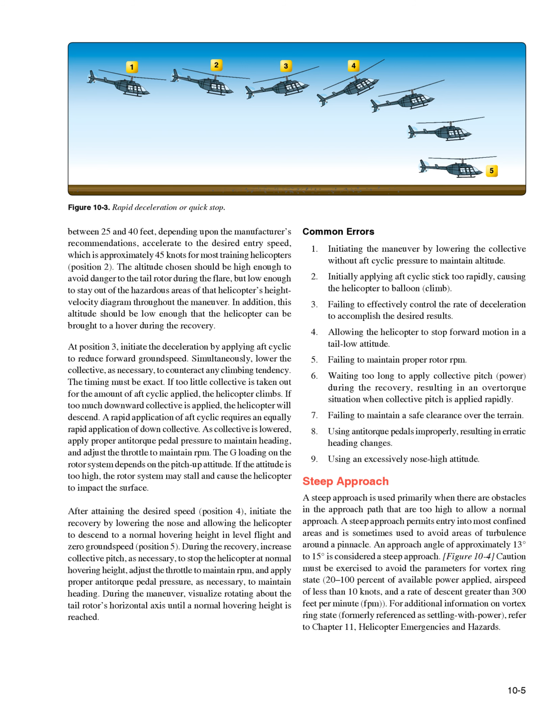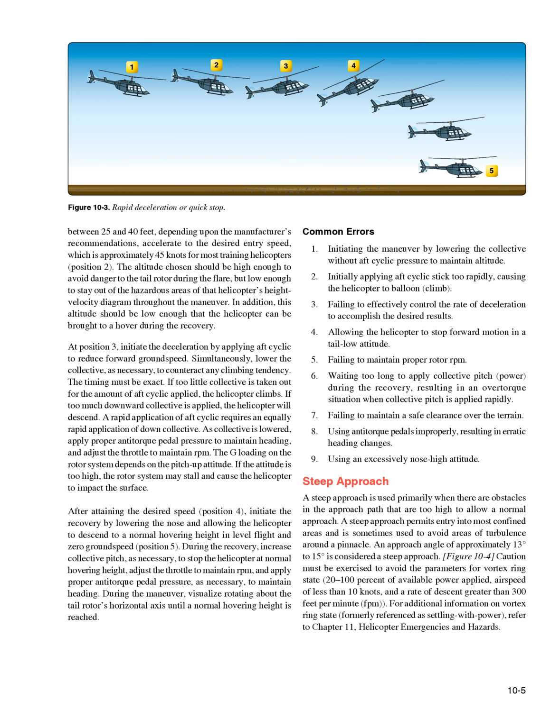Steep approach. A steep approach is used primarily when there are obstacles in the approach path that are too high to allow a normal approach. A steep approach permits entry into most confined areas and is sometimes used to avoid areas of turbulence around a pinnacle. An approach angle of approximately 13 degrees to 15 degrees is considered a steep approach. Figure 10.4, caution must be exercised to avoid the parameters for vortex ring state, 20 to 100% of available power applied, airspeed of less than 10 knots, and a rate of descent greater than 300 feet per minute, FPM.